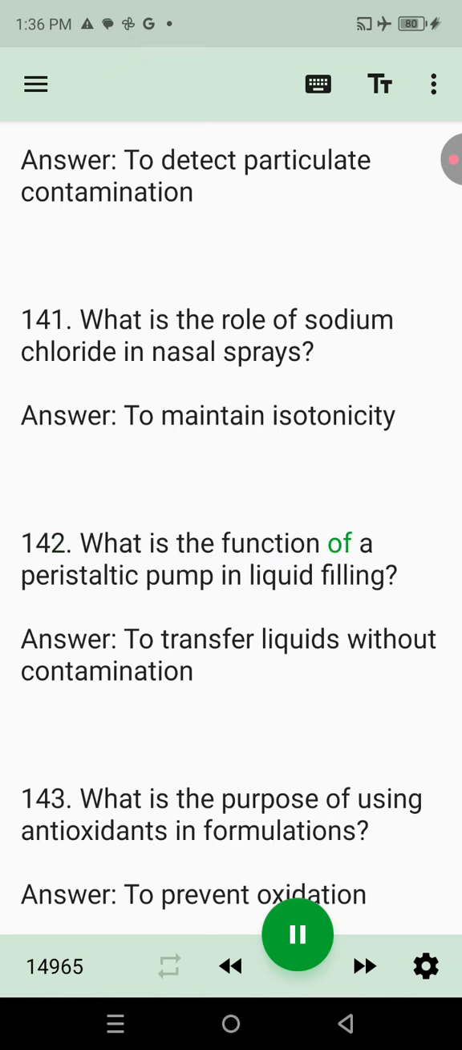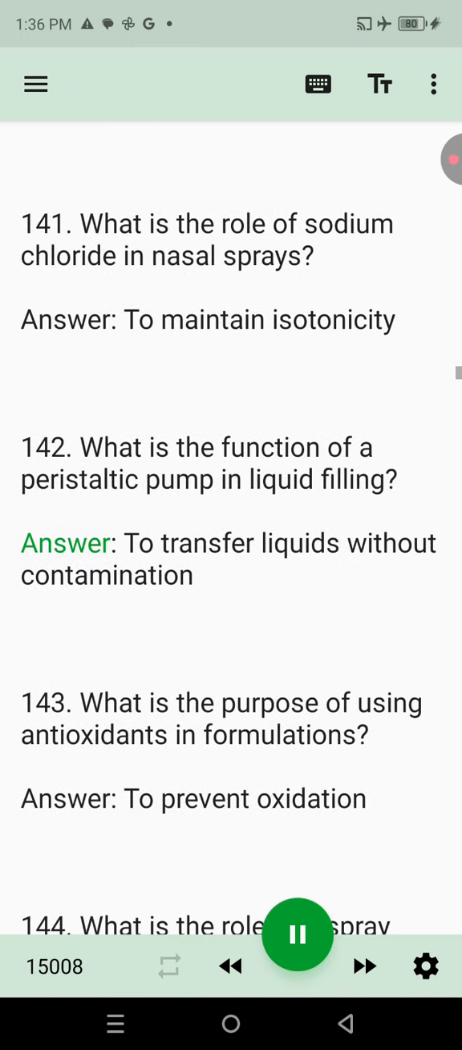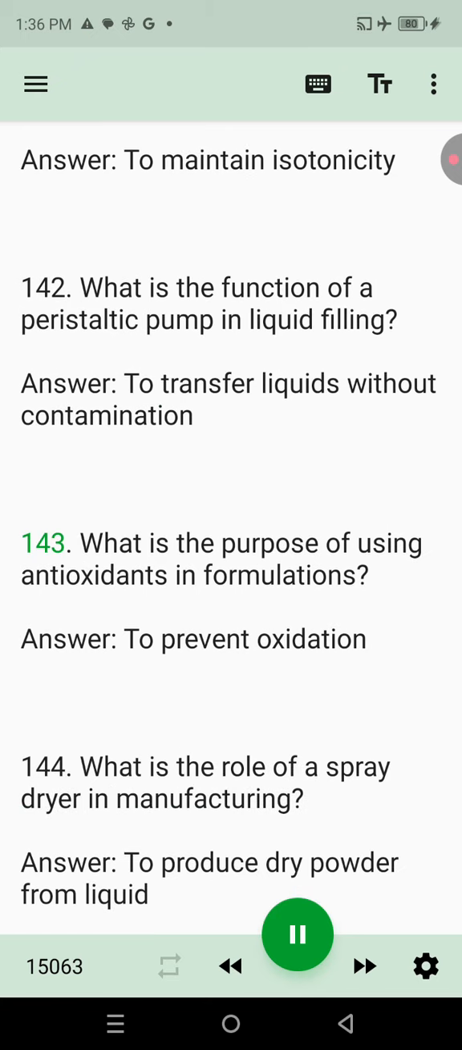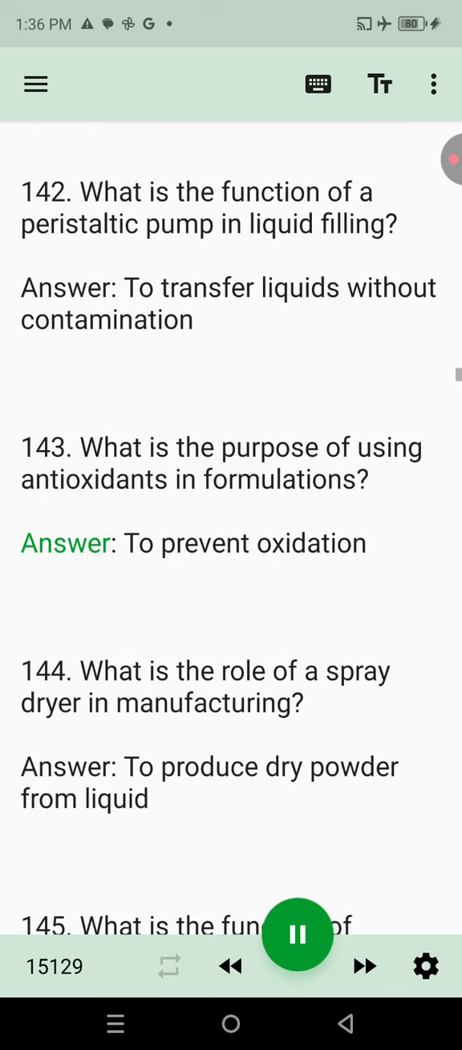142. What is the function of a peristaltic pump in liquid filling? Answer: to transfer liquids without contamination. 143. What is the purpose of using antioxidants in formulations? Answer: to prevent oxidation.